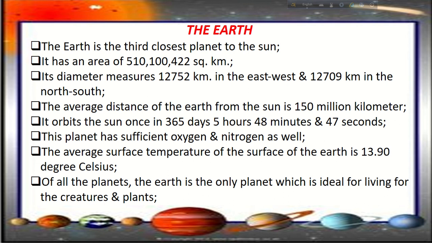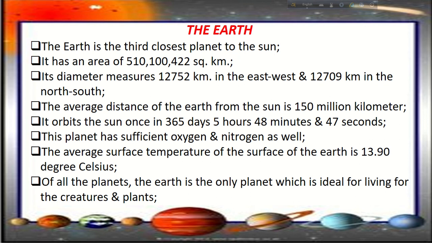It has an area of 51004 for 22 square kilometers, and its diameter measures 12,752 km in the east-west and 12,709 km in the north-south. The average distance of the Earth from the Sun is 150 million kilometers. It orbits the Sun once in 365 days, 5 hours, 48 minutes and 47 seconds.